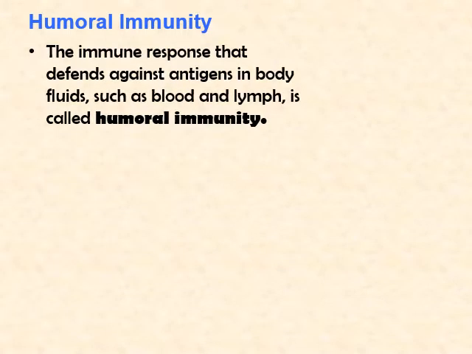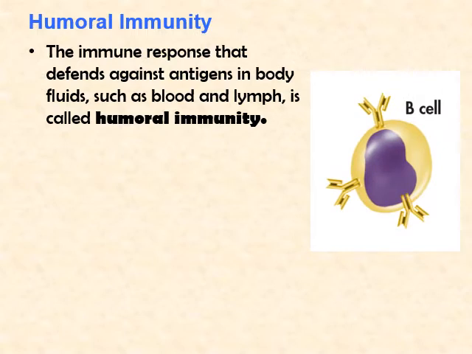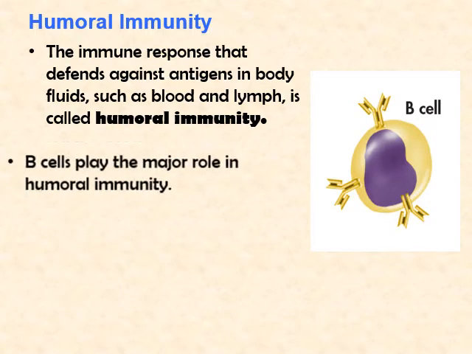Humoral immunity, or the B-cell response. The immune response that defends against pathogens in the body fluids such as blood and lymph is called humoral immunity, or the B-cell response. The B-cell, as you can see on the right, is a special type of white blood cell, or B lymphocyte, that produces what is known as humoral immunity.